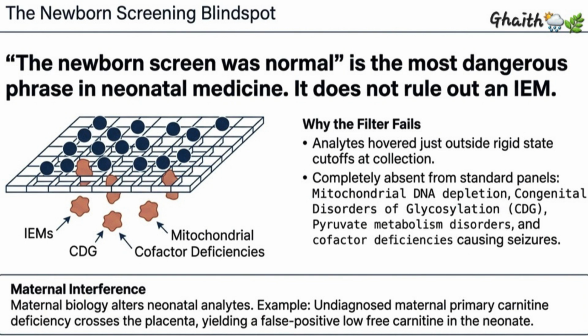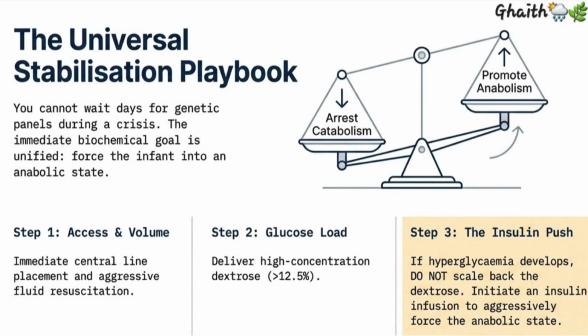Furthermore, keep maternal biology in mind. Maternal conditions can cross the placenta, altering neonatal analytes and yielding false positive results, such as a false positive low-free carnitine secondary to an undiagnosed maternal primary carnitine deficiency. To close this lecture, let's establish our emergency stabilization playbook. When an infant is in a suspected metabolic crisis, you cannot wait days for a specialized genetic or biochemical panel to return. You must treat the patient immediately.